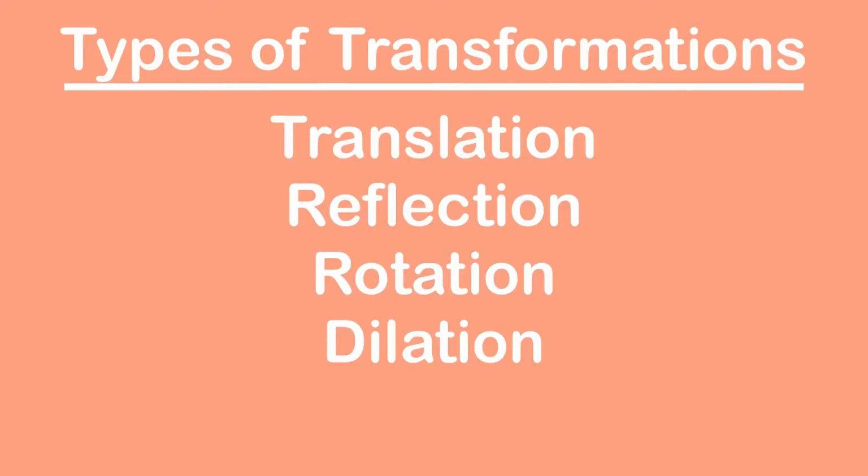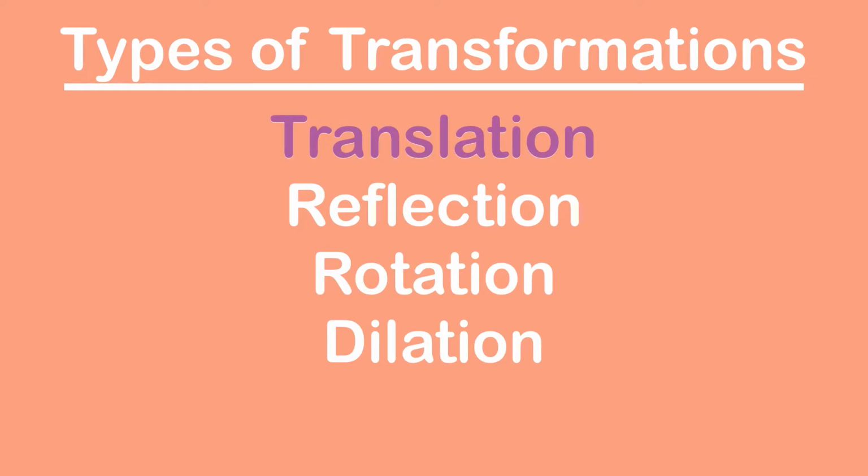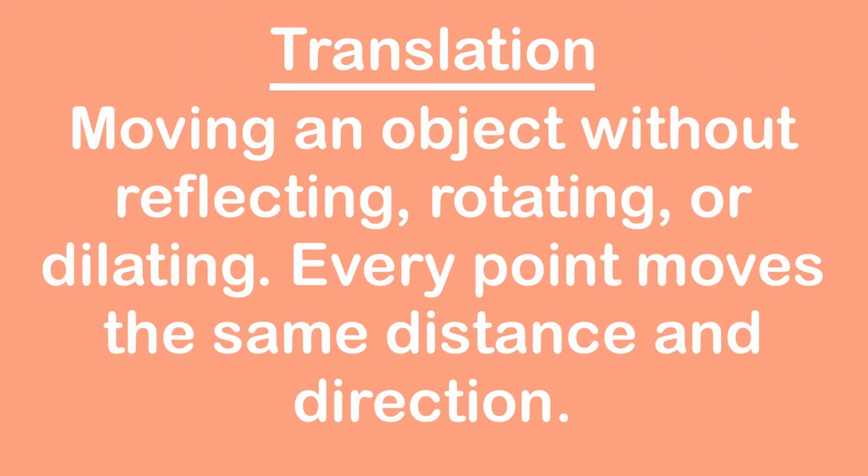Just to recap, there are four types of transformations: translation, reflection, rotation, and dilation. Today we will specifically be talking about translations, and we will get into more detail about it. Remember that translation is moving an object without reflecting, rotating, or dilating. Every point moves the same distance and direction. To put it simply, a translation is just sliding a figure.